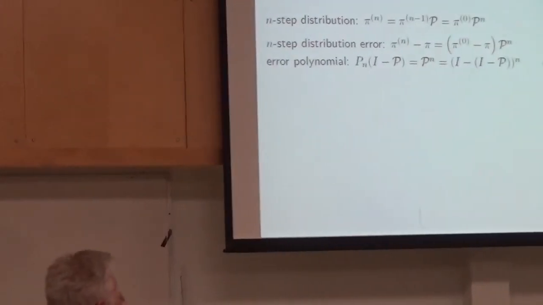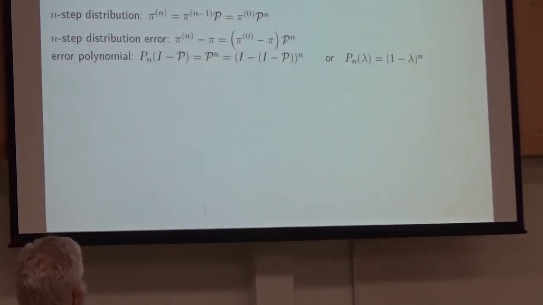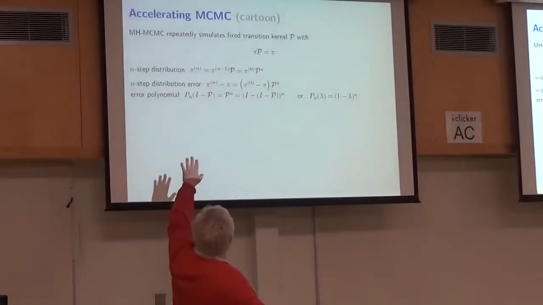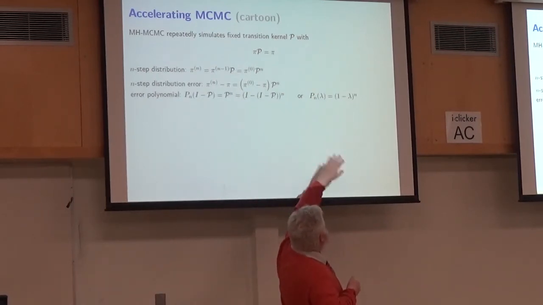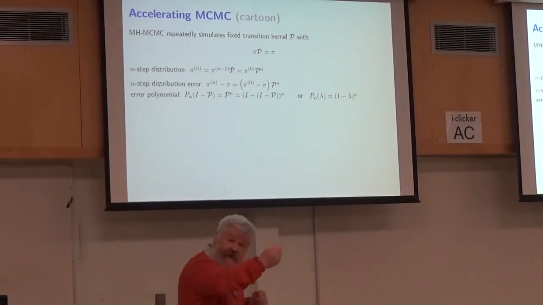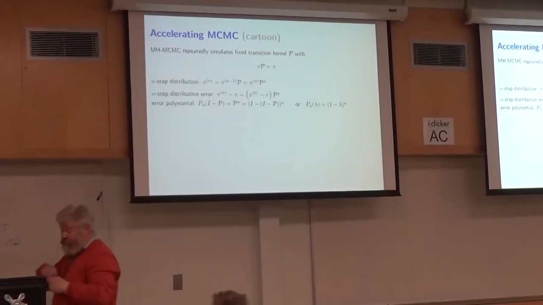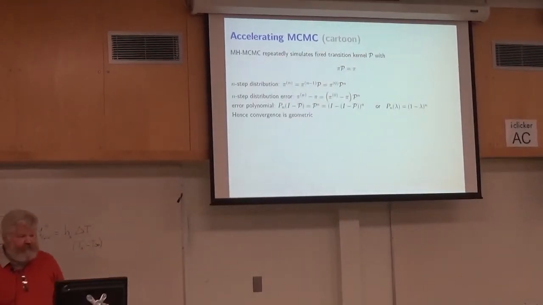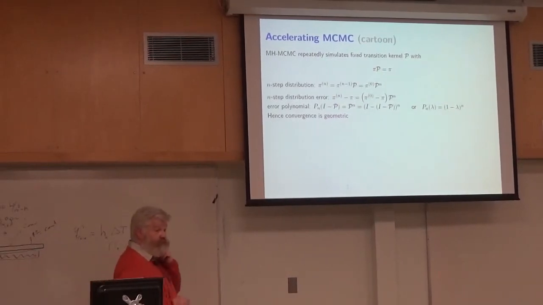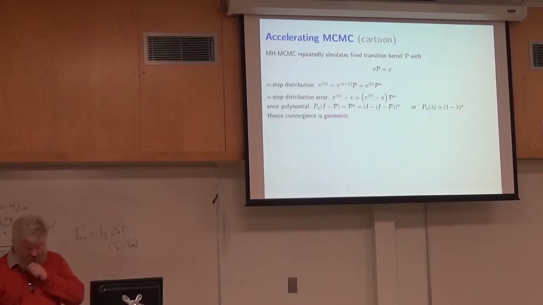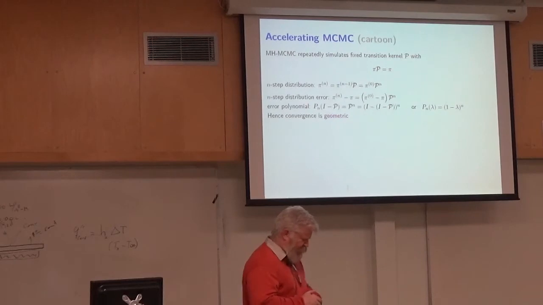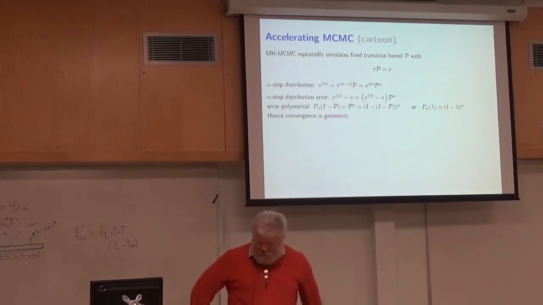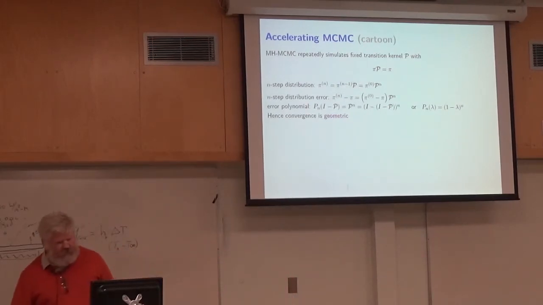And we numerical analysts, I should blame our lid for this because I'm not really a numerical analyst, like to write error polynomials as a function of I minus P. But the critical thing, if you write in terms of the eigenvalues, it looks like (1 minus lambda) to the n. That's just raising the fixed polynomial to the nth power. So that means convergence is geometric. Statisticians get very excited about what kind of geometric convergence they have. I think geometric convergence is terrible, and so they should ignore all those fine details.